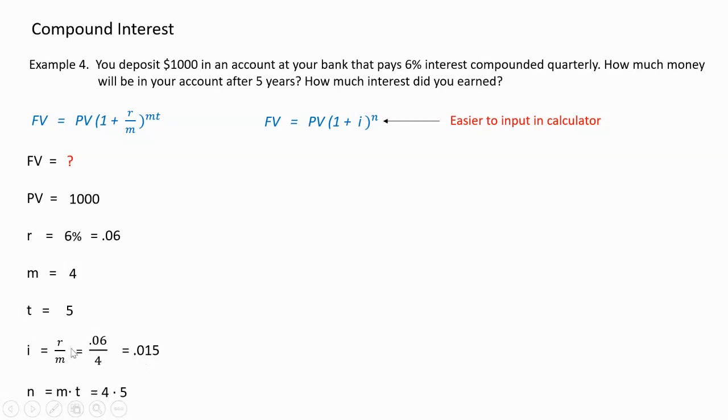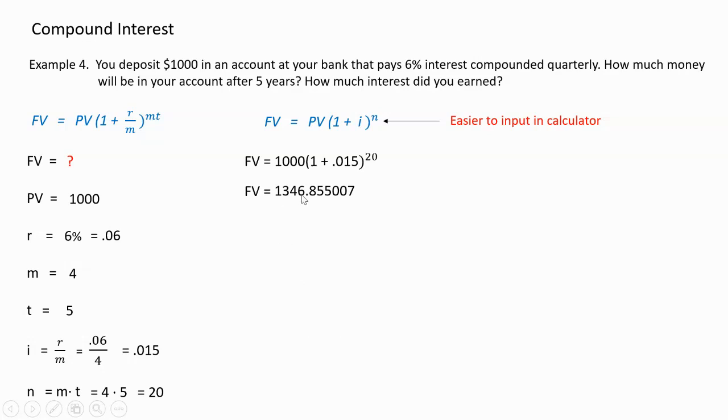The N will be M times T. So it's going to be 4 times 5, which is 20. Then all we do is input everything in the calculator. This is my present value, this is my I, and this is my N. And just let your calculator get the answer for you.